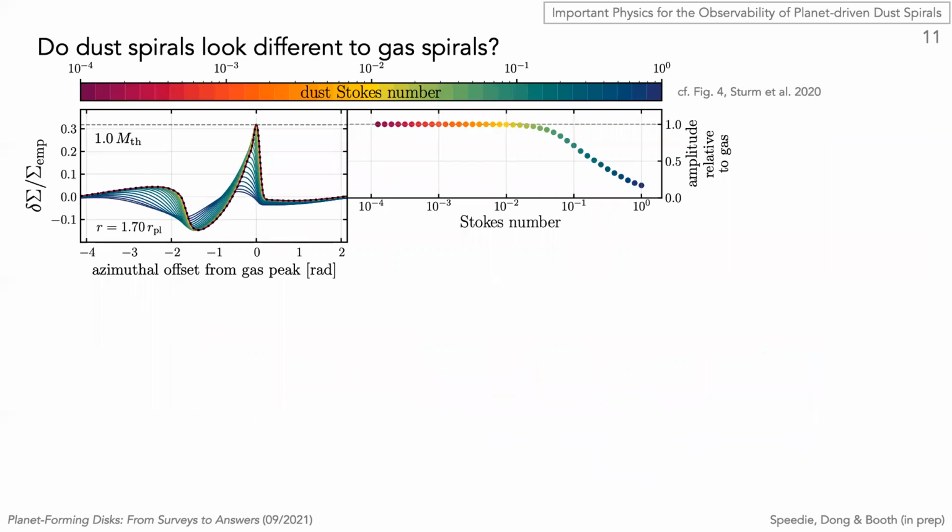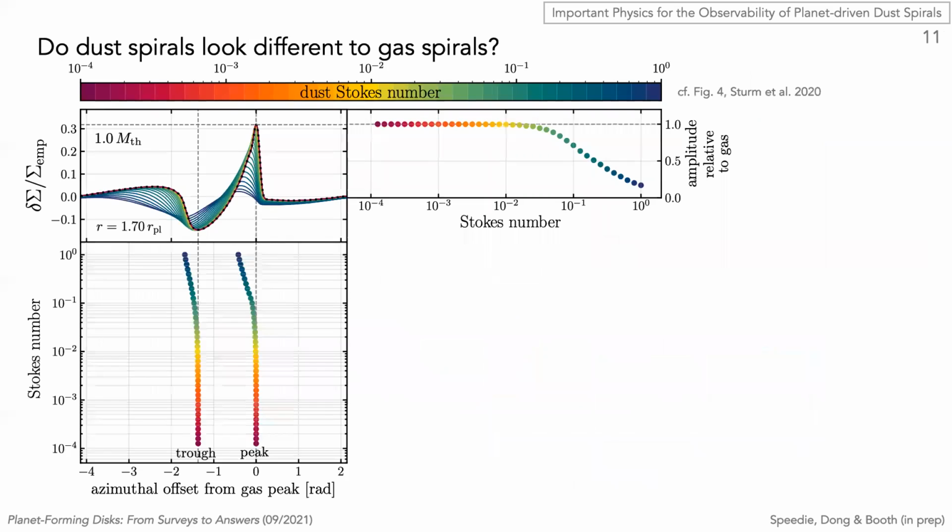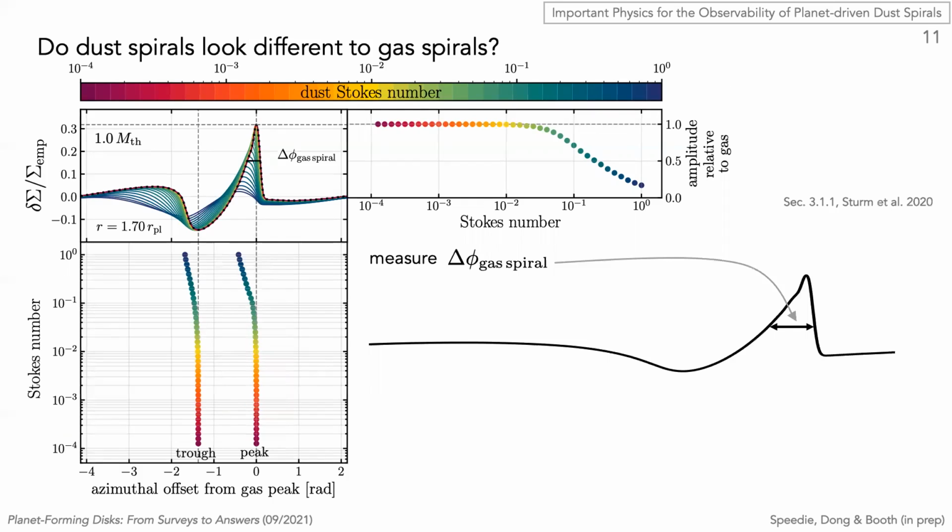Here's the amplitude of the dust spiral as a function of the Stokes number, normalized to the amplitude in the gas. And here's the azimuthal offset of both the spiral peak and spiral trough. We can estimate the Stokes number that divides the well-coupled and poorly coupled regimes with a timescale argument, first described by Sturm et al. 2020, where we compare the time it takes a dust particle to cross the gas spiral wake versus the particle's intrinsic stopping time.